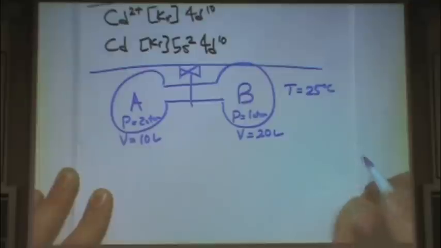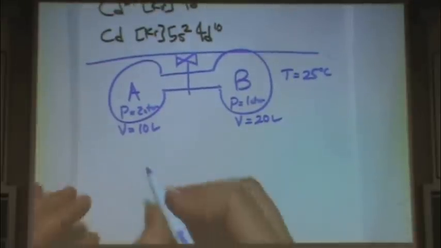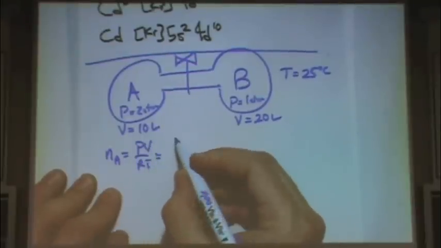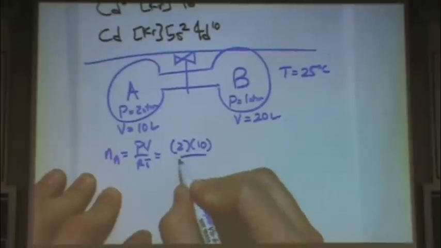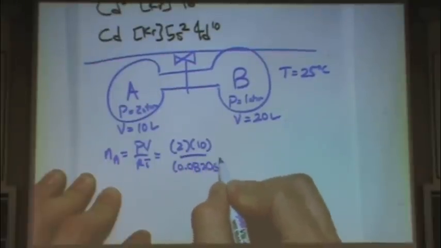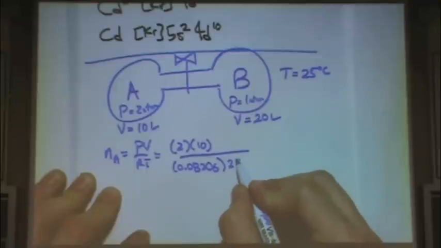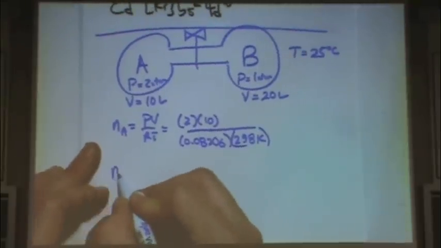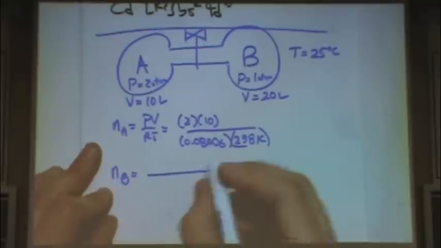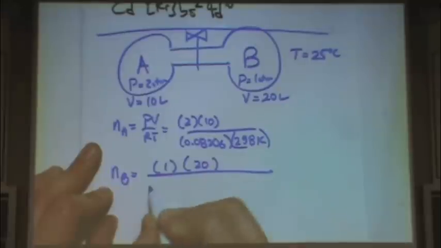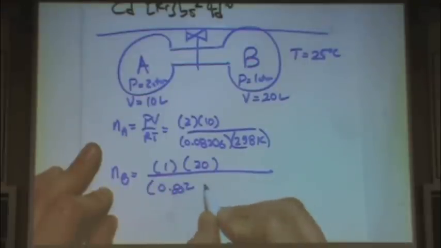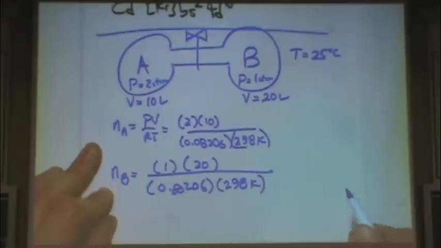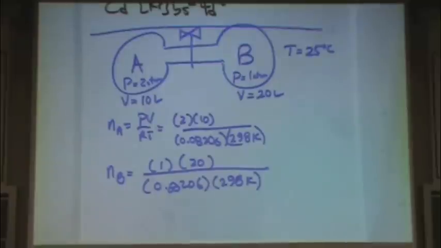Because it's related to ideal gas, you'd say, okay, moles of A, that's the first thing I need. That's PV over RT in the ideal gas law. So that'd be 2 times 10 divided by R, 0.08206, times T, which would be 25 or 298 Kelvin. Is that okay so far? So that'd be moles of A. Then you want moles of B as well. Same equation. So P is 1, V is 20, R is 0.08206, and temperature, same temperature for both, which is pretty common. So you get a number for both of those.